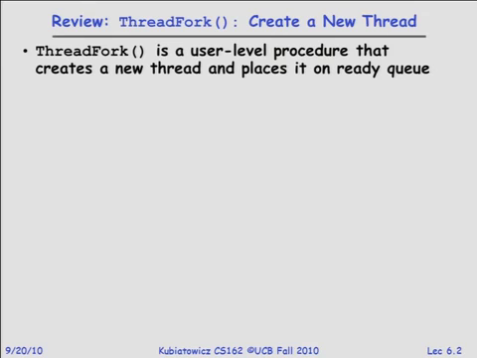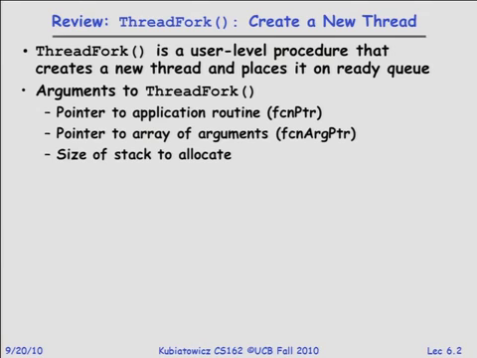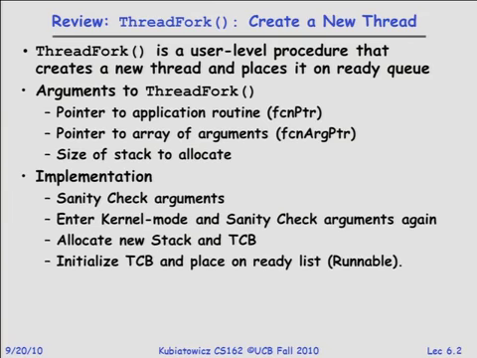The arguments are kind of the obvious ones. There's a pointer to the procedure that you want the thread to run. There's a pointer to a list of arguments. And there's also a size of the stack. And we said briefly that the implementation here was sanity check the arguments. That's kind of a debugging thing. Then we enter kernel mode, sanity check them again. That's a security thing. And then we allocate the new stack, the thread control block, initialize the thread control block with just a little bit of initialization, put it on the ready queue, and poof, we're ready.